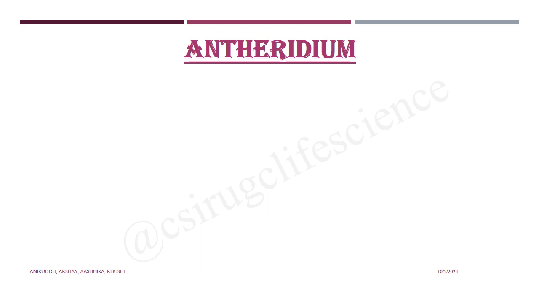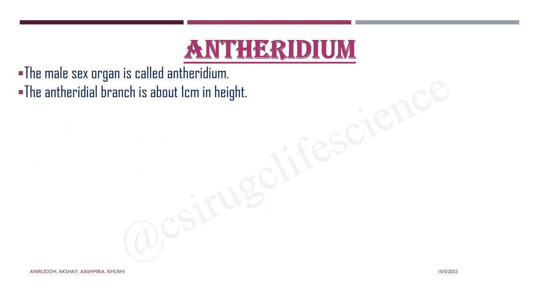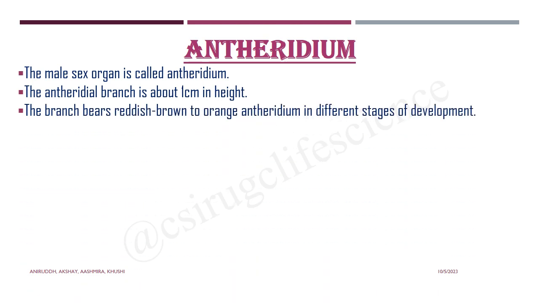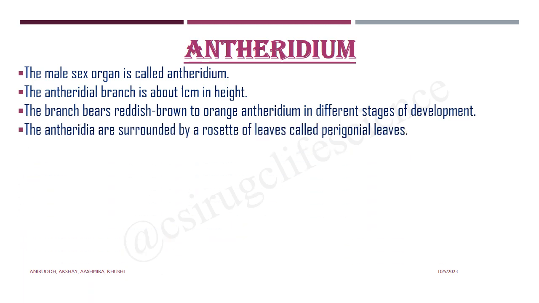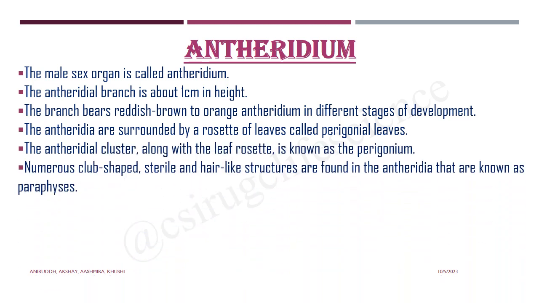Antheridium. This is the male sex organ. The antheridial branch is about 1 cm in height. The branch bears reddish brown to orange antheridia in different stages of development. The antheridia are surrounded by a rosette of leaves called perigonial leaves. The antheridial cluster along with the leaf rosette is known as the perigonium.